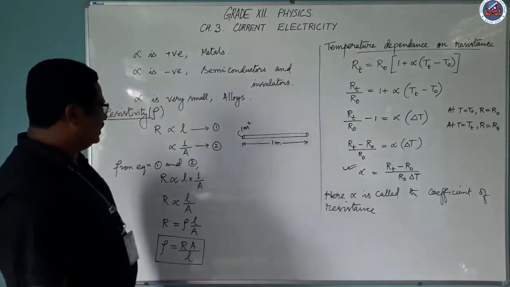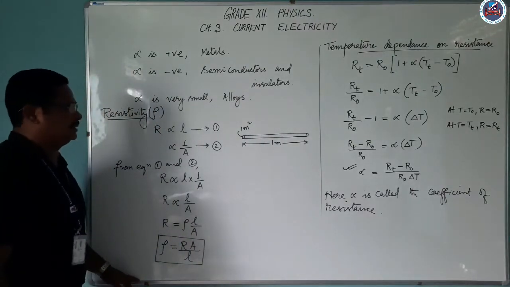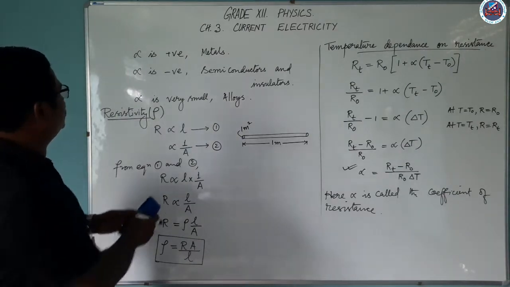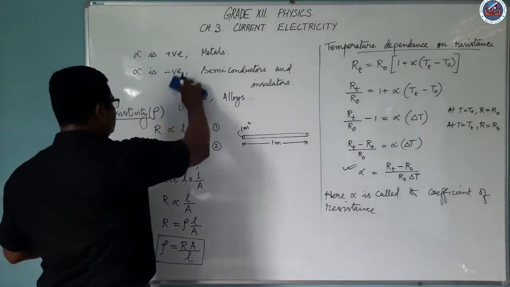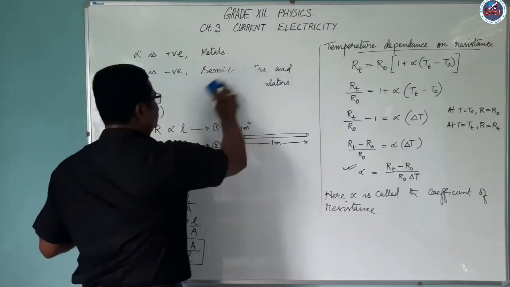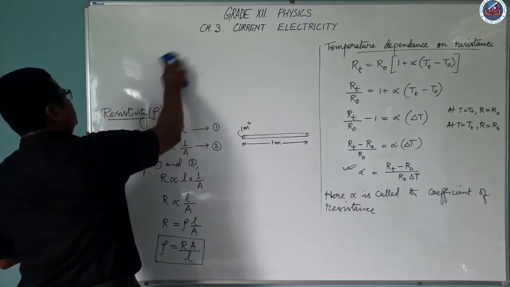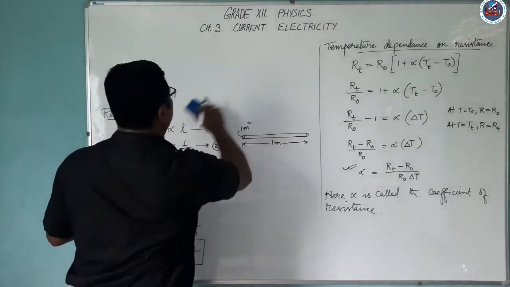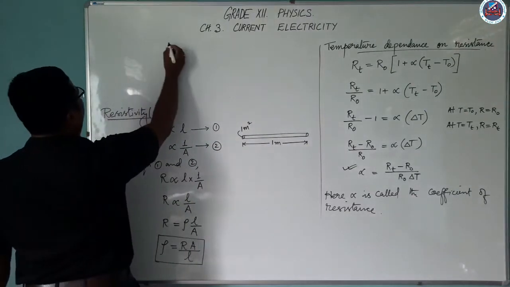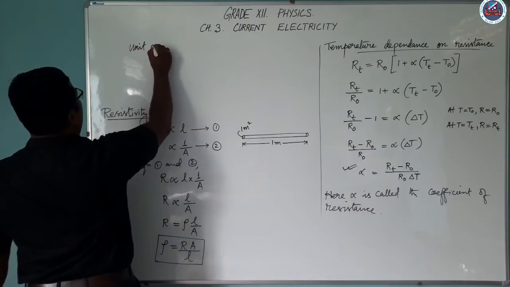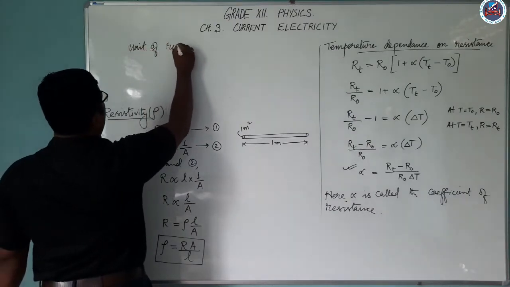Now, let us talk about the units. When we talk about the units, the resistance unit, you know, is given after a German physicist. Who was that? George Simon Ohm. So, unit of resistance.